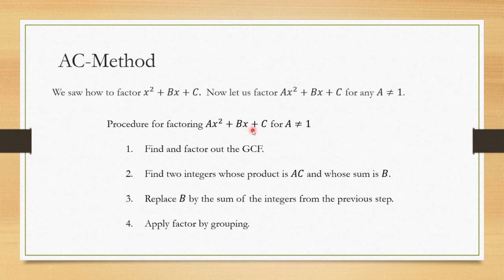Okay. Then, you multiply A and C together. You find two integers whose product is A times C, and the sum has to be B. B is the coefficient of X. You replace B by the sum of those two integers, and then you apply the process that we all love, factor by grouping.